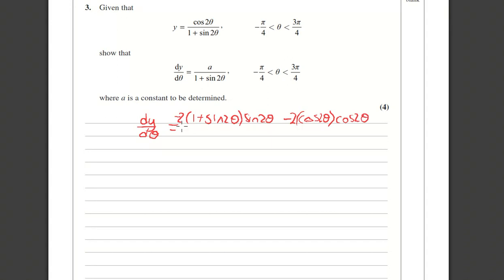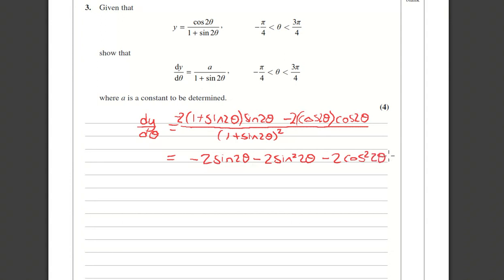Oh, and there's some lovely looking things in that. Over the square of what's below. So 1 plus sine 2 theta squared. Okay, you get 1 mark for doing that correctly, maybe even 2, it depends. Okay, that leaves us with minus 2 when we expand those brackets, sine 2 theta. Sorry, I almost forgot about the sine 2 theta on the end there. Be careful with that. Minus 2 sine squared 2 theta. And then minus 2 cos squared 2 theta.